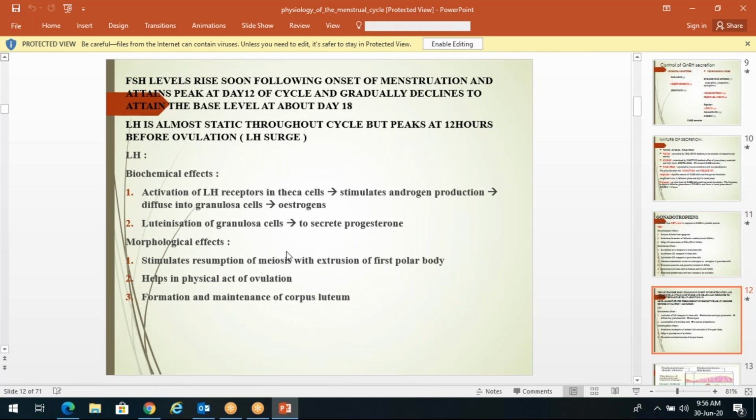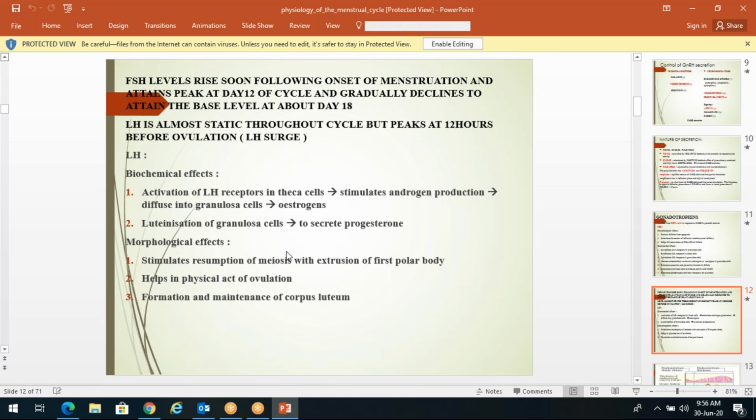So when does the FSH peak? What is the curve of levels of FSH throughout the menstrual cycle? FSH rises soon after the onset of menstruation and attains a peak at about day 12 of the cycle, and it will gradually decline to the base level.